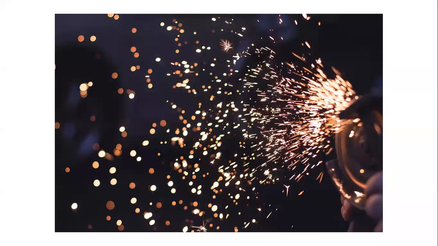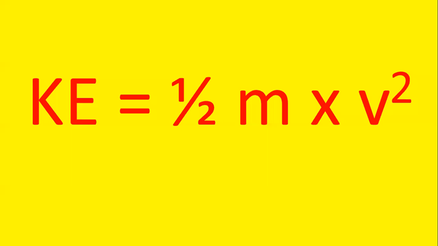Things with kinetic energy can do work. For example, a spinning saw blade in this photo is doing the work of cutting through a piece of metal. The amount of kinetic energy in a moving object depends directly on its mass and velocity. An object with greater mass or velocity has more kinetic energy. You can calculate the kinetic energy of a moving object with this equation. Kinetic energy equals 1/2 mass times velocity squared.